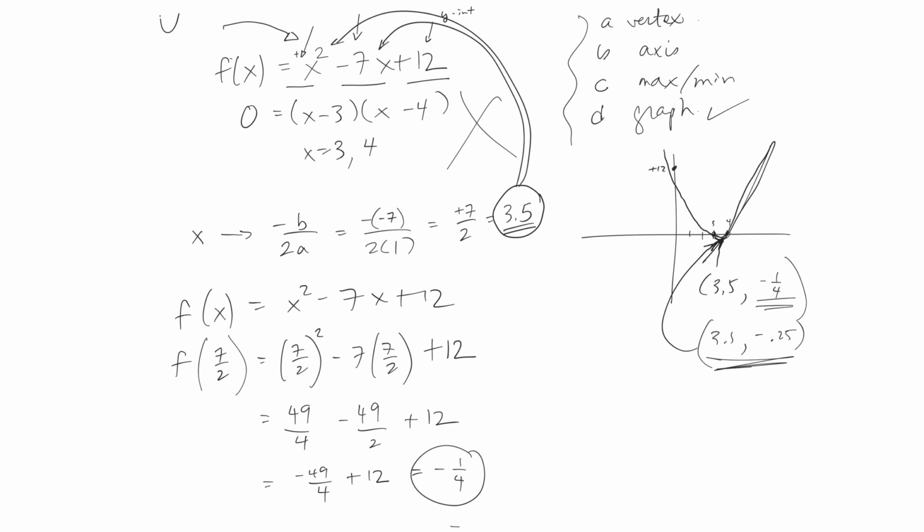I guess I've graphed it already. Since it's coming down to this point, that minimum, or that vertex, is going to be a minimum point. And the minimum, the lowest that graph gets to, is a negative 0.25. So y equals negative 0.25. Axis of symmetry is this line that cuts it in half. And that's always the x value, so x equals 3.5. And the vertex, we already have that, 3.5 and negative 0.25. Okay, hopefully that helps you with that question.